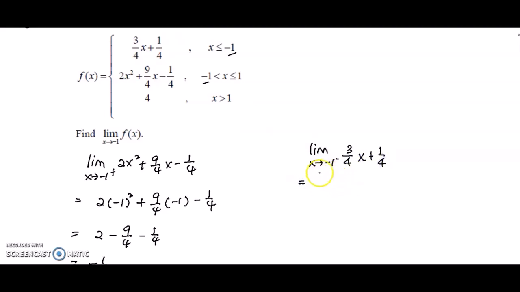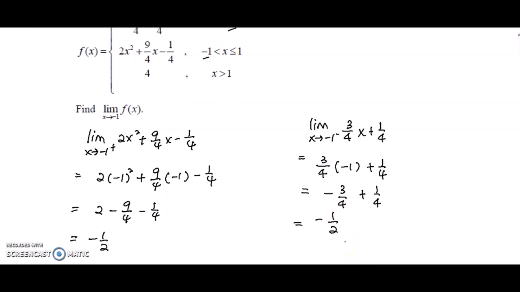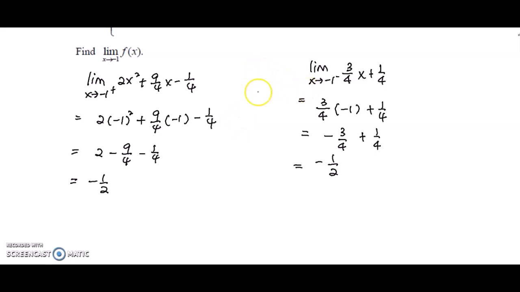And again, I'm using the substitution method to evaluate this left hand limit. Substitute -1 into the function. You get negative 3/4 plus 1/4. Then finally, you get negative 1/2. Alright, so since the left hand limit and the right hand limit have equal answers, we can make our conclusion. This is our reason.